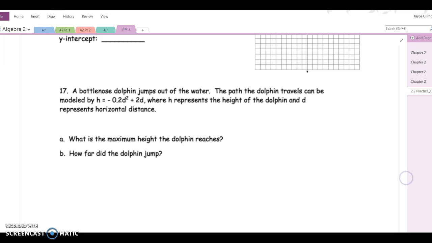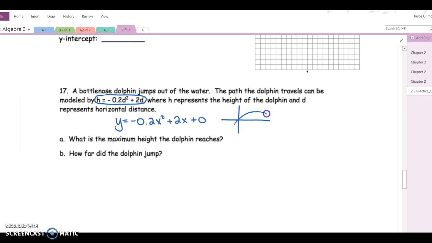Okay, number 17. We have not done a problem like number 17 yet. We are going to start doing problems like number 17 next week. So what I want you to think about here is that this equation that they give you, that would be standard form. They're talking about a dolphin's jump. And it says plus 0, so the y-intercept is 0.